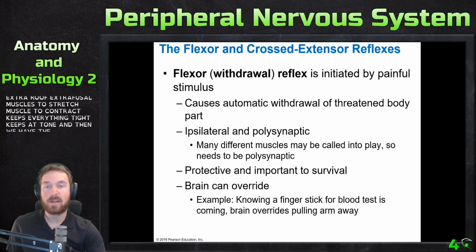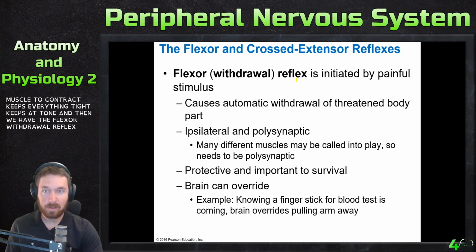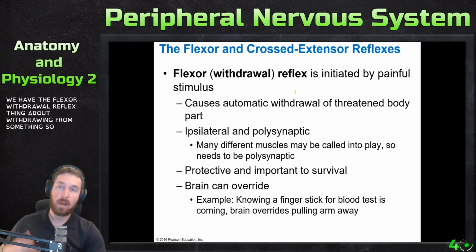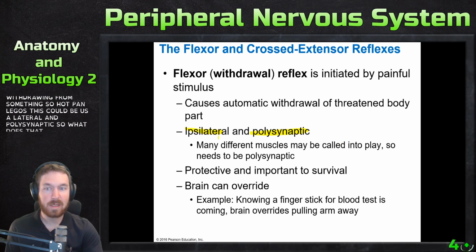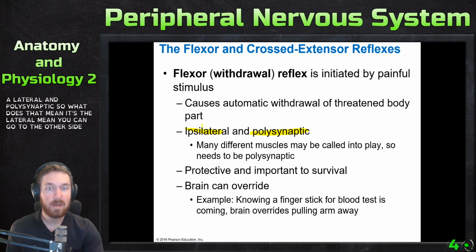And then we have the flexor withdrawal reflex. So think about withdrawing from something. Hot pan, Legos. This can be ipsilateral and polysynaptic. So what does that mean? Ipsilateral means it can go to the other side of the body.